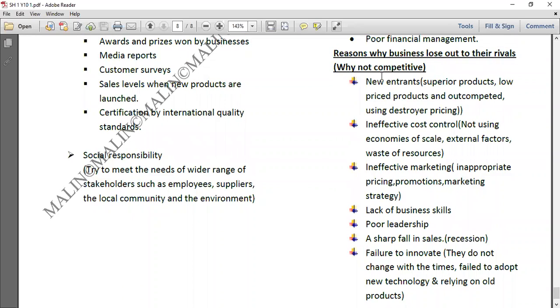First of all, let's talk about the new entrants. Sometimes businesses fail eventually because of new entrants. Why? Sometimes new entrants are superior to you, with superior products that customers prefer, or sometimes new entrants have low-priced products. The new entrants outcompeted you, sometimes using destroyer pricing. So first of all, we'll discuss why businesses fail because of competition.